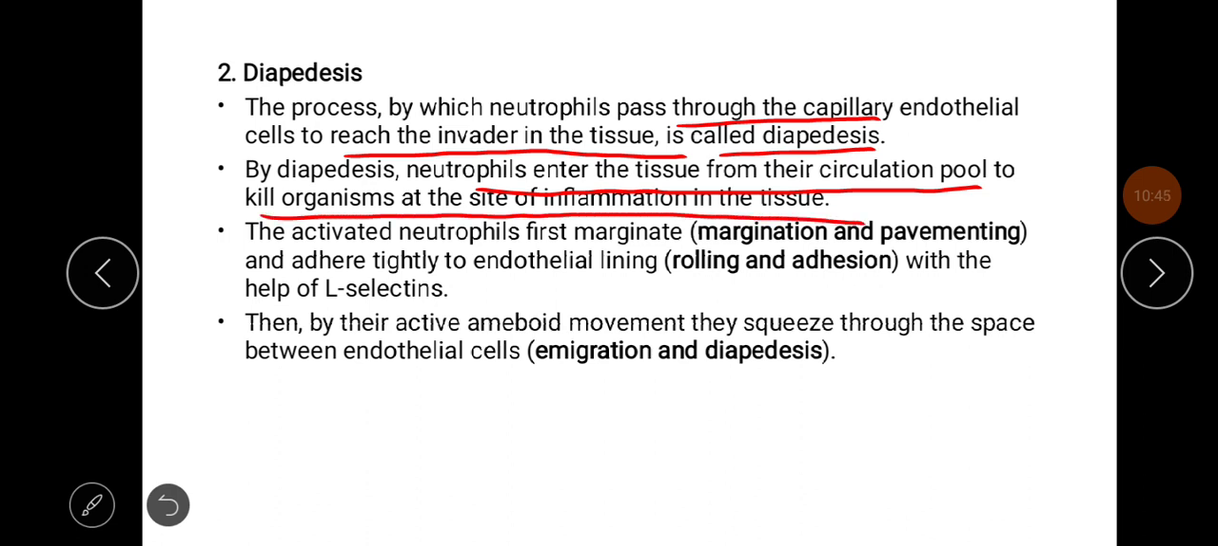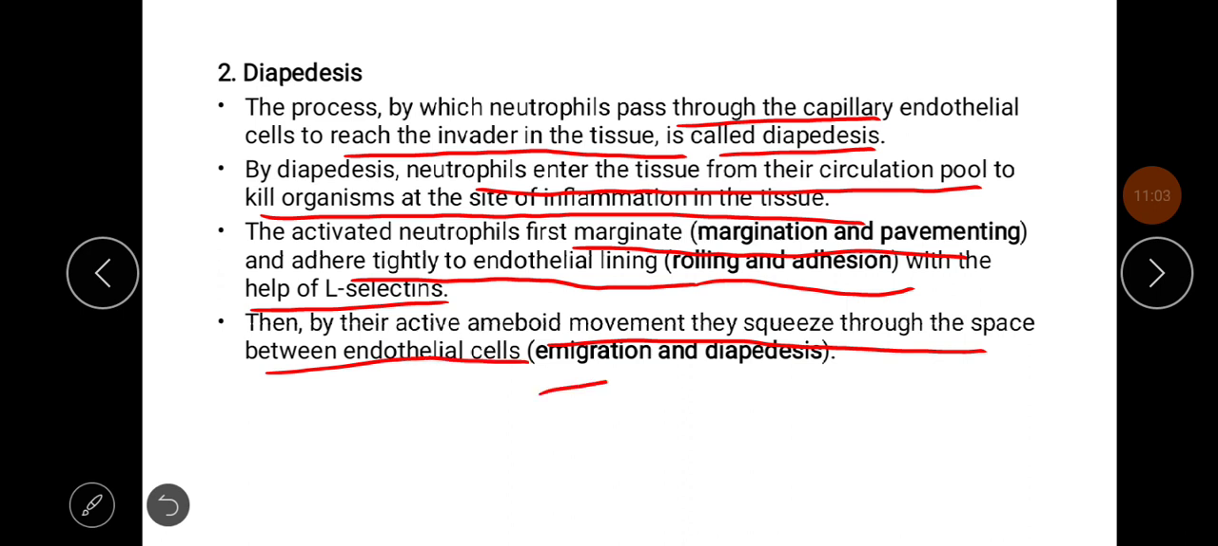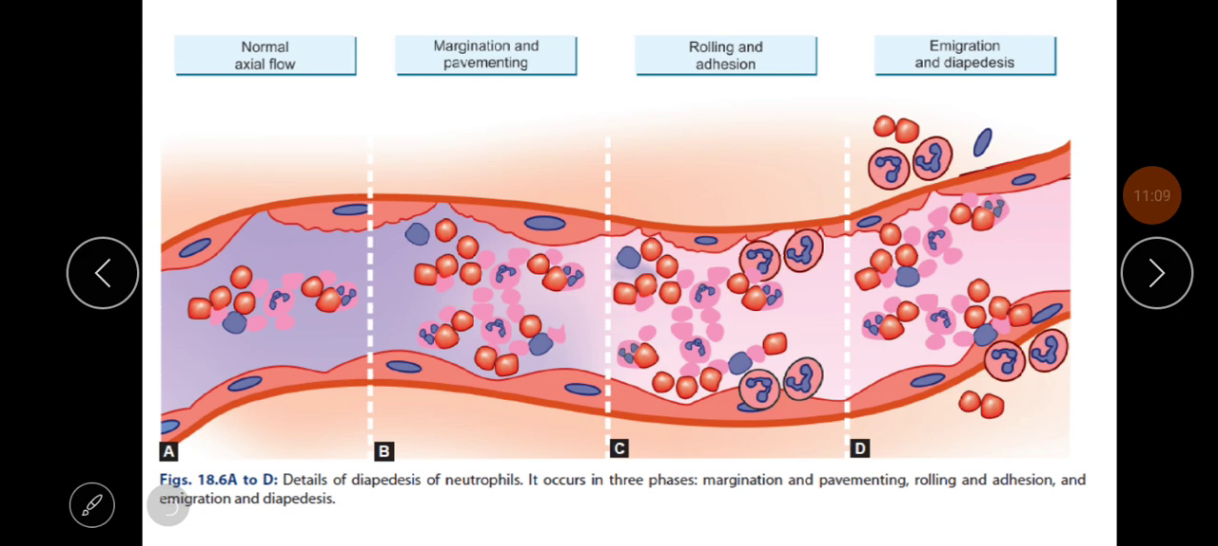The activated neutrophils first marginate, that is migration and pavement, and adhere tightly to the endothelial lining, through rolling and adhesion with the help of L-selectins. Then by their active amoeboid movement, they squeeze through the space between endothelial cells, which is called emigration and diapedesis. So this diagram shows the different phases of diapedesis, which occurs in three phases: margination, adhesion, and diapedesis, or emigration.